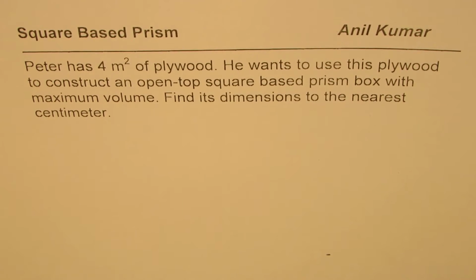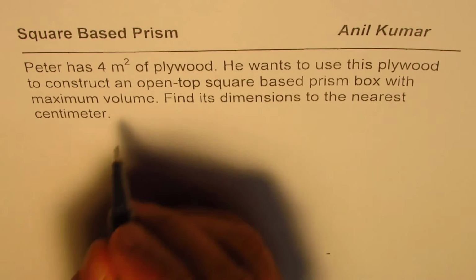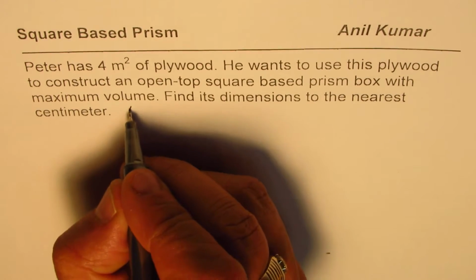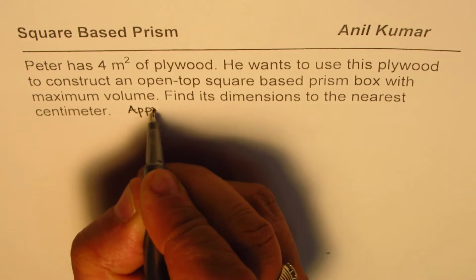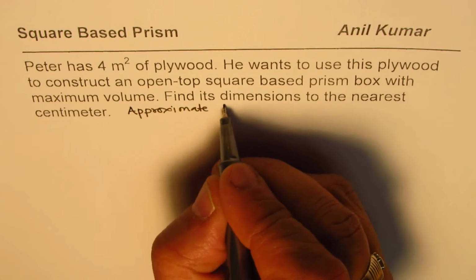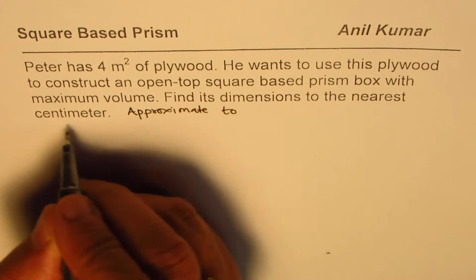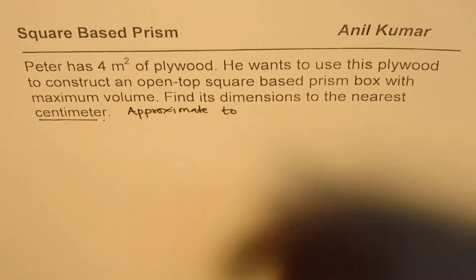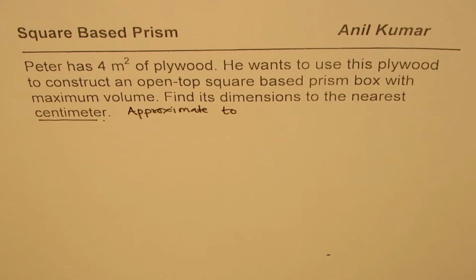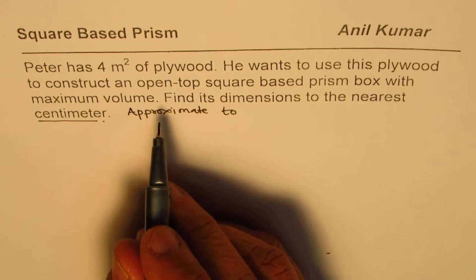We'll also take up this problem in calculus to derive a formula. For the time being, what we are going to do here is to approximate the values. So we'll approximate to 10th place. Okay, it's already nearest centimeter, so that means 100th place. That's fine. So we'll use approximation even to do the calculation.